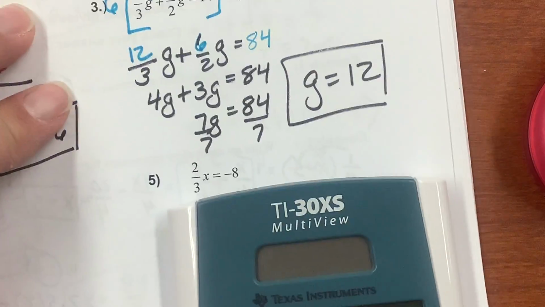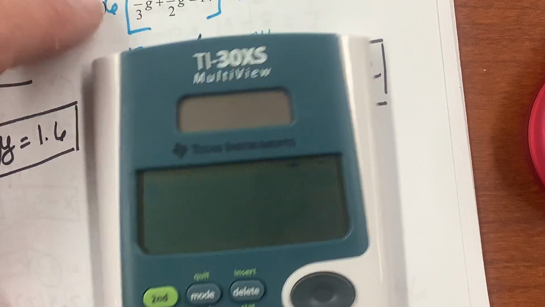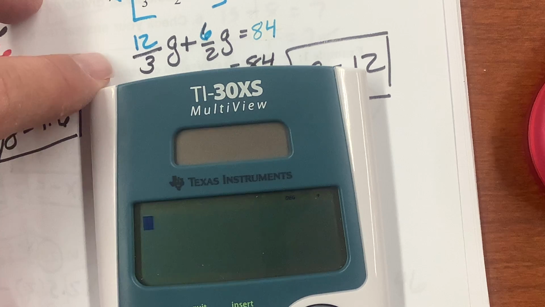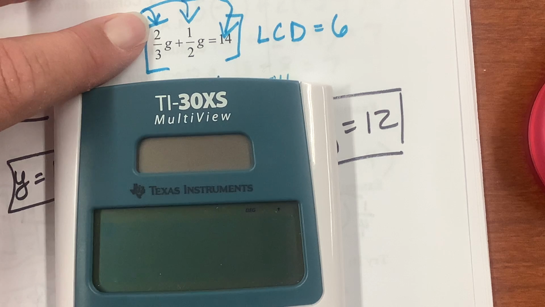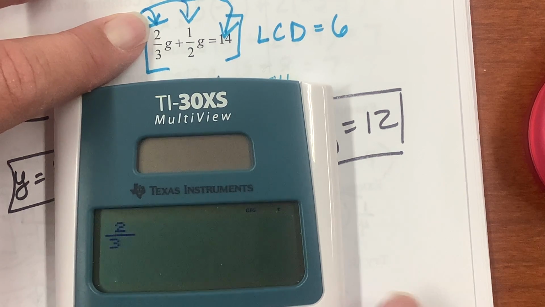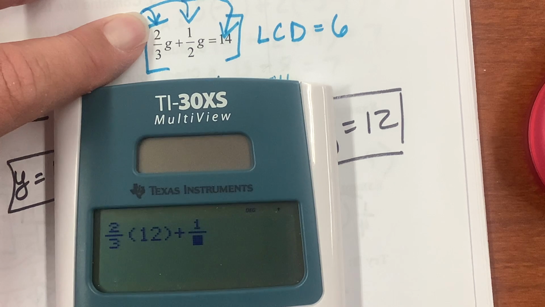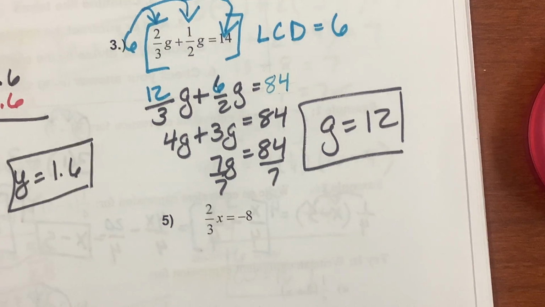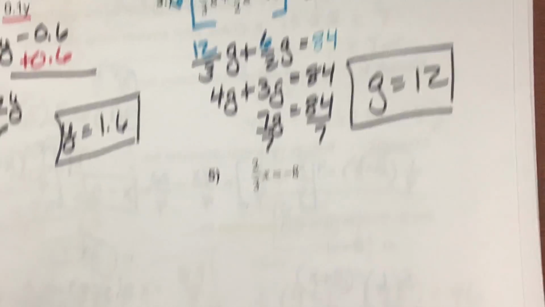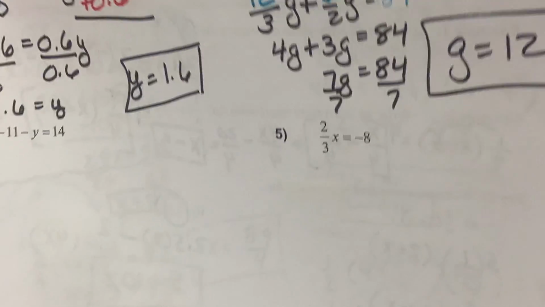Right. So, make sure y'all can see what I'm doing here. Here we go. 2/3 G, so 2/3 times 12 plus 1/2 times 12 should equal 14. Yay, it equals 14. Okay, better. Whew. Good thing I didn't make that silly mistake. I'd have been wondering about it.